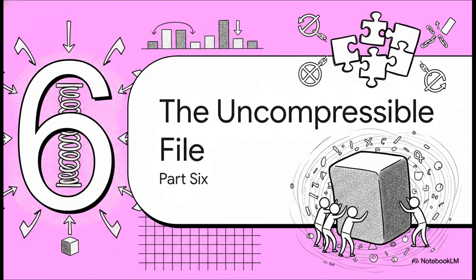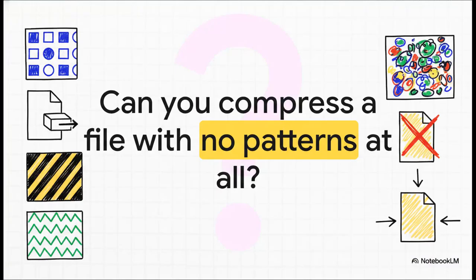With all of these incredible techniques, you'd think we could shrink just about anything. But that brings us to our final, and maybe the most mind-bending part of this whole story, the file that simply can't be compressed. So here's the ultimate question. What happens when a file has no patterns? If you have a file that is truly perfectly random, with zero statistical redundancy for an algorithm to grab onto, can you still make it smaller?